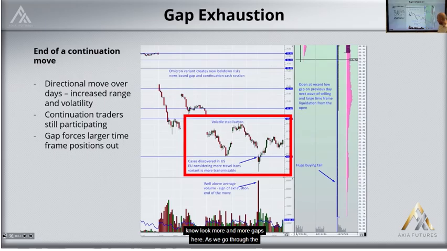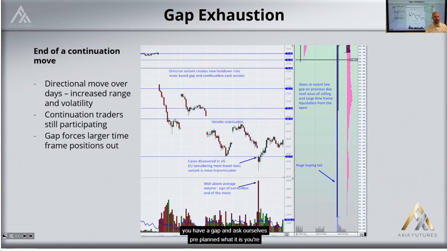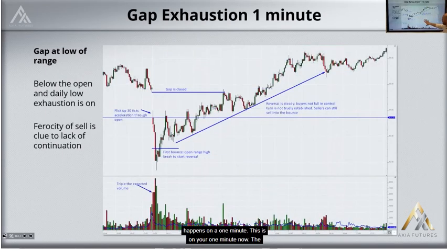We're going to look more and more at gaps as we go through the course. We're going to look at situations where you have a gap and ask ourselves, pre-plan, what it is you're going to do on this gap. So we're going to look at what happens on a 1 minute. This is on your 1 minute.